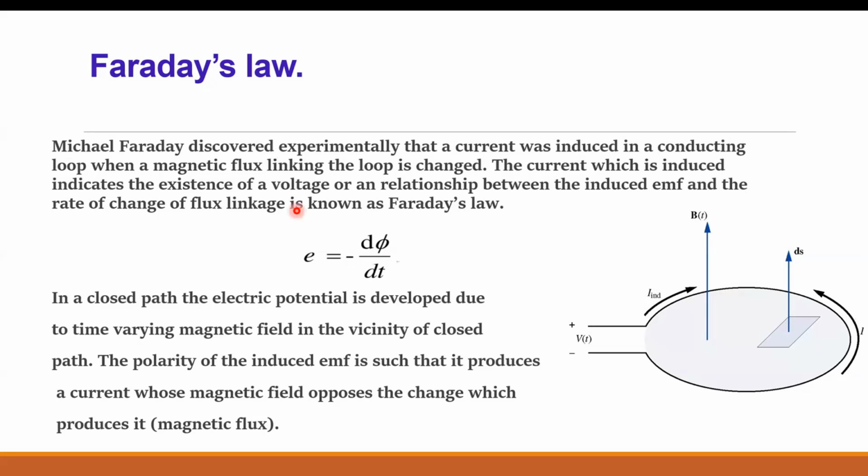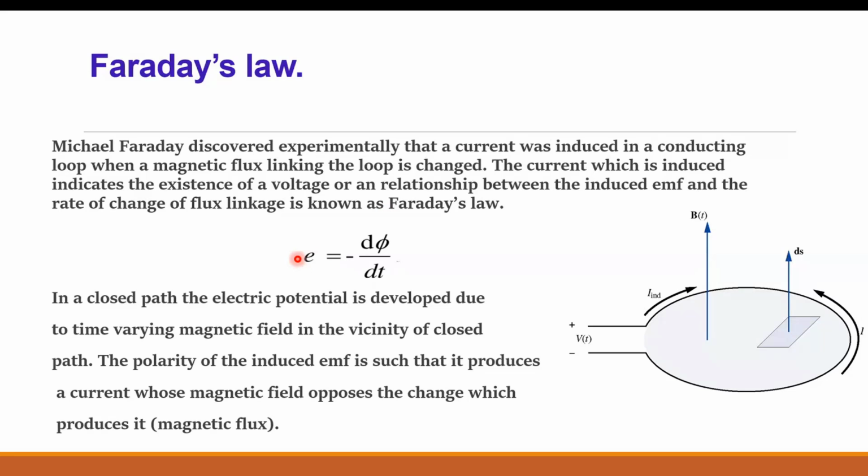What is d phi? It is magnetic flux. So it is the rate of change of flux with respect to time, and that is given by EMF. So this is the EMF, the induced voltage, at the secondary side of the loop. In a closed path, the electric potential is developed due to a time varying magnetic field.